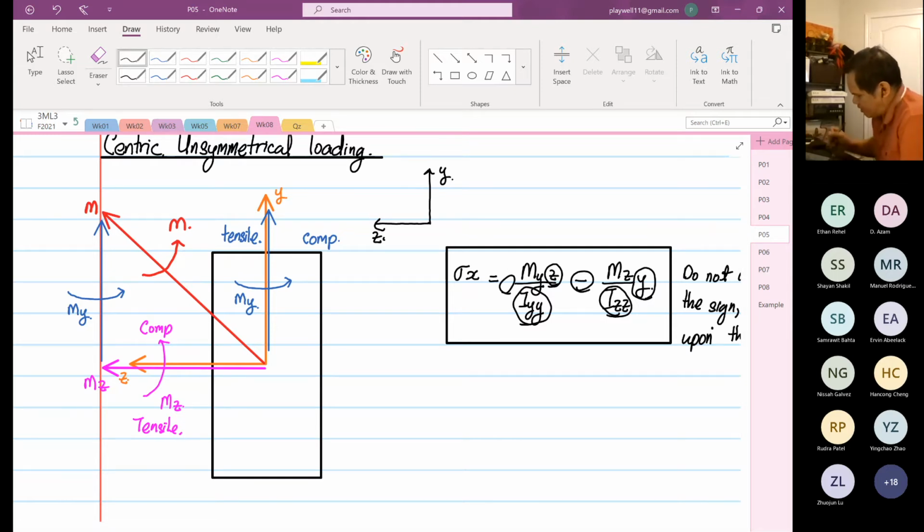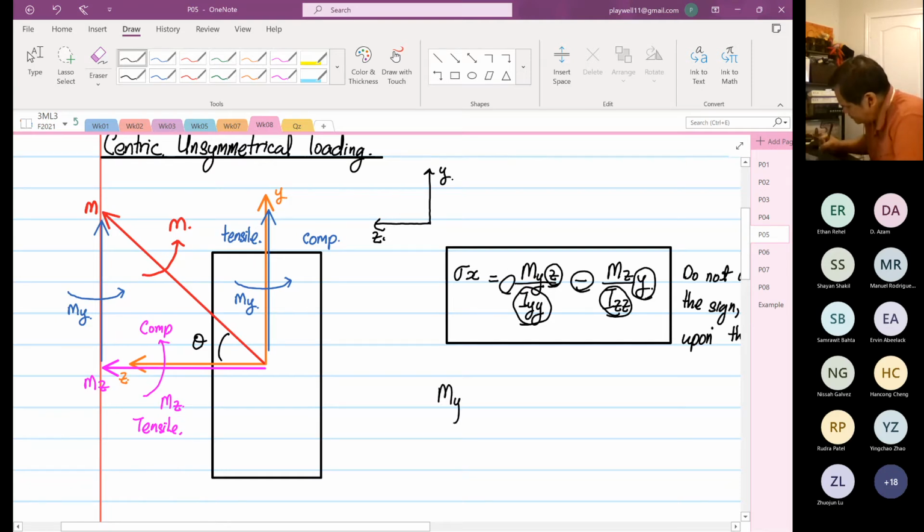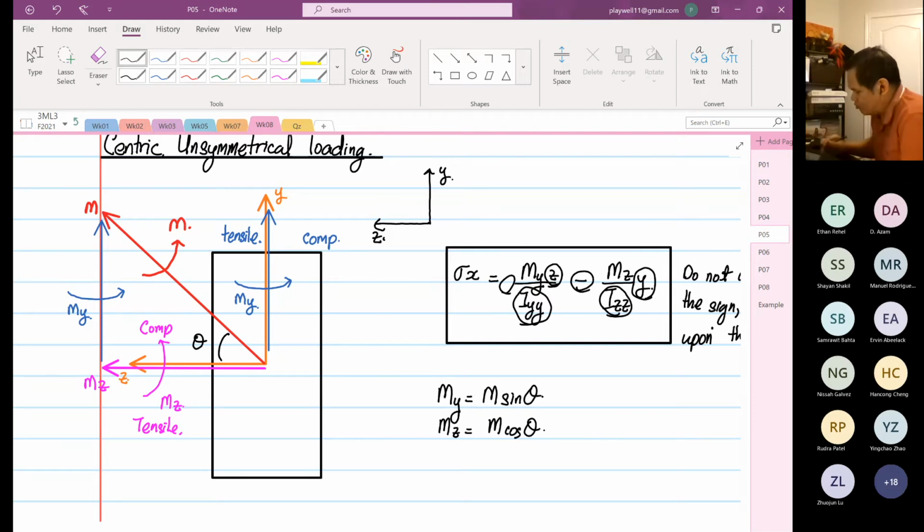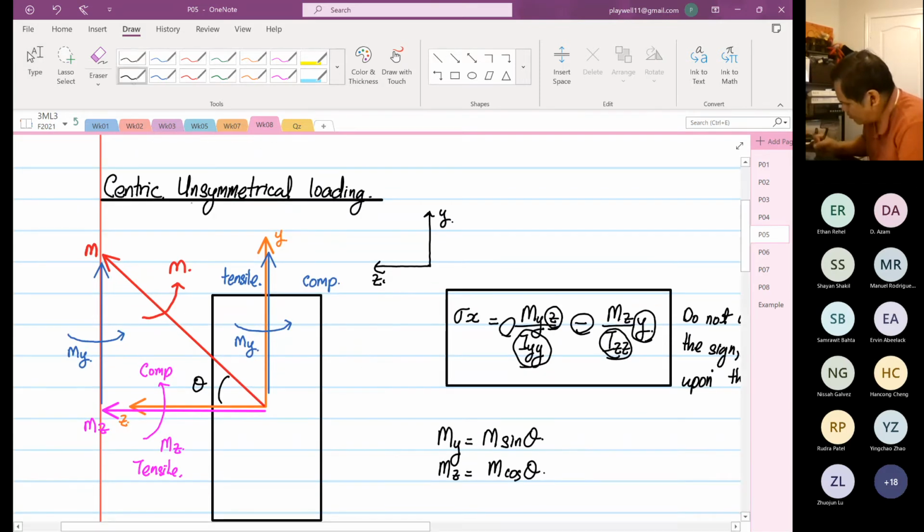if you want to find now, I'm going to call this over here our theta. And we know that my is equal to m sine theta, and mz is equal to m cos theta. Okay. Now I'm going to label 4 points. I'm going to show you what it means to be unsymmetrical.